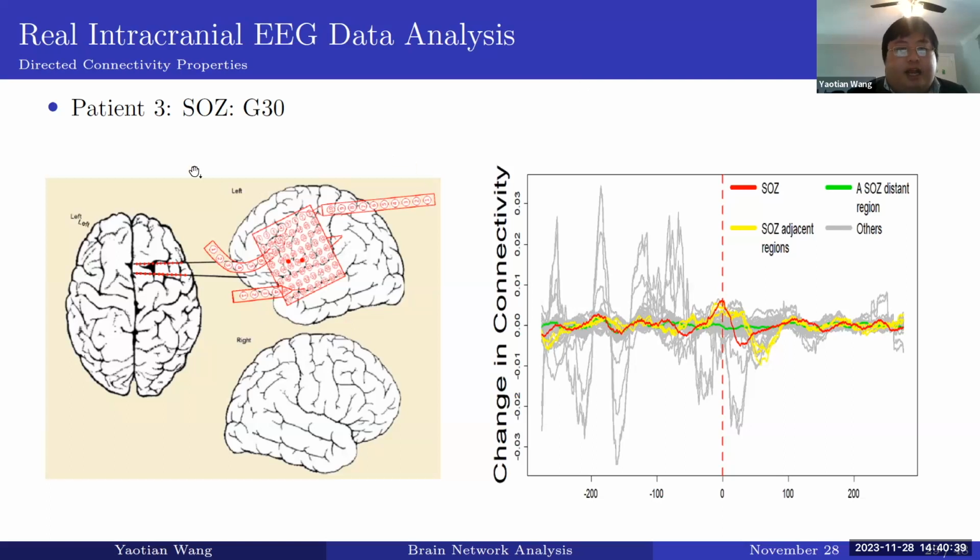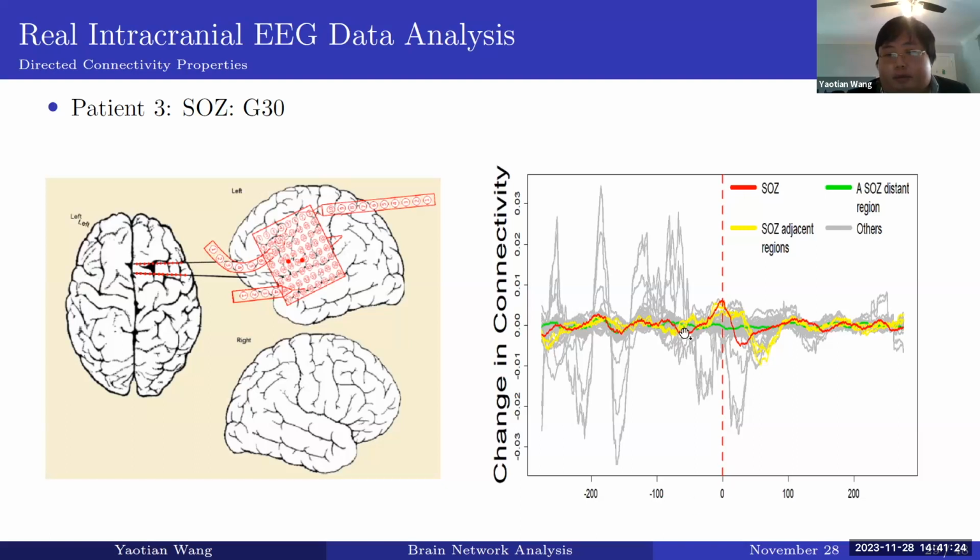The left figure shows the intracranial EEG electrode placement, and the right figure shows the changes in directed connectivity of all brain regions during the seizure development. The red dashed vertical line indicates the seizure onset time, and in this right trajectory, the red curves show the directed connectivity changes of the seizure onset zone. We found two properties. First, the seizure onset zone has the highest changes in directed connectivity among all the brain regions.